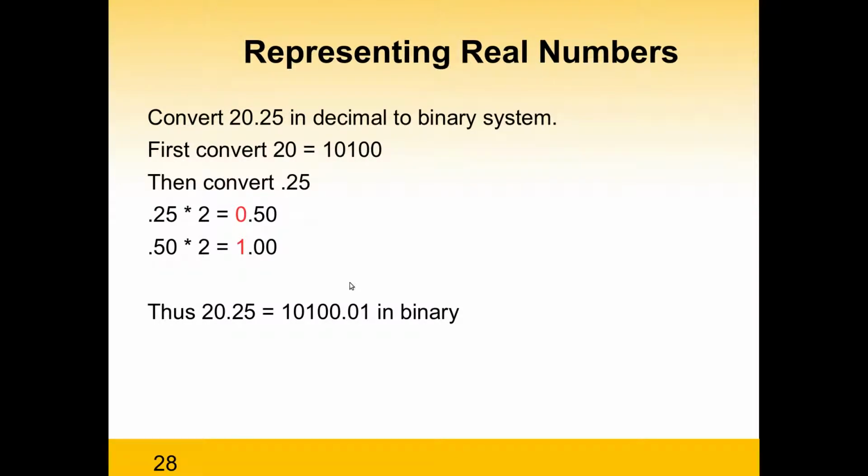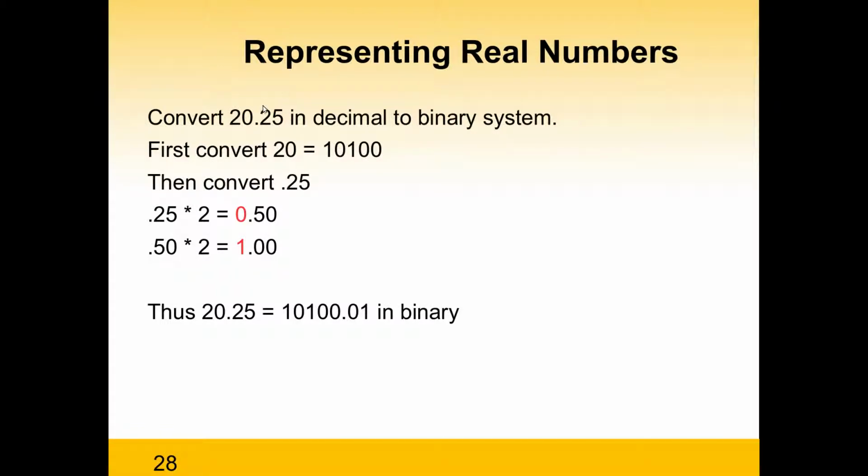So let's see how we convert a real number in the decimal system to the binary system. For instance, 20.25. We divide the number into its whole part and its fractional part. First, we convert the whole part, which is 20, and as we have seen from the previous chapter on binary systems, that's equivalent to 10100, and we do that conversion by dividing by 2 several times until we find the remainders.